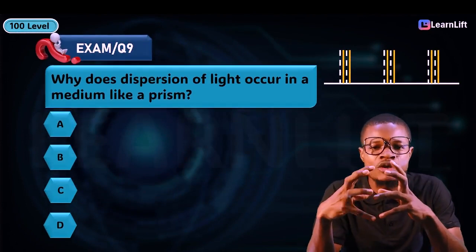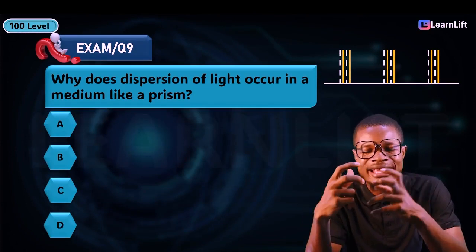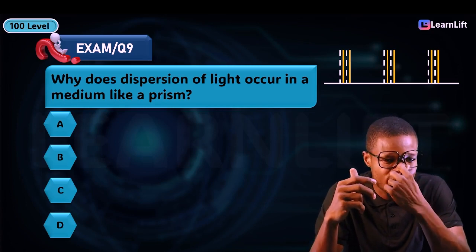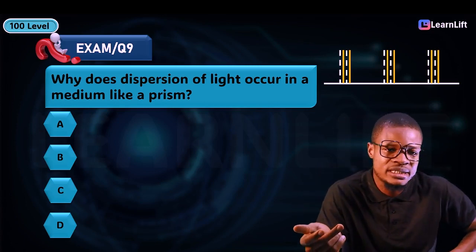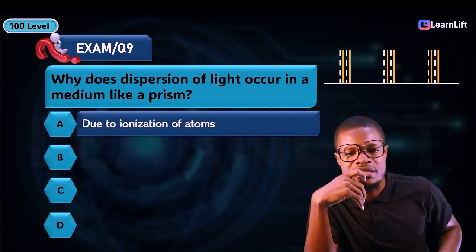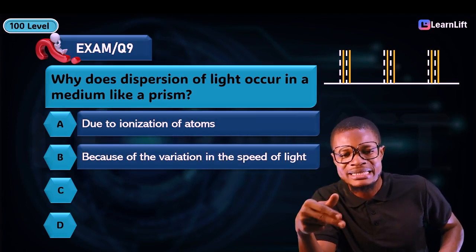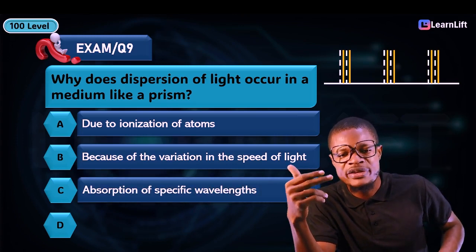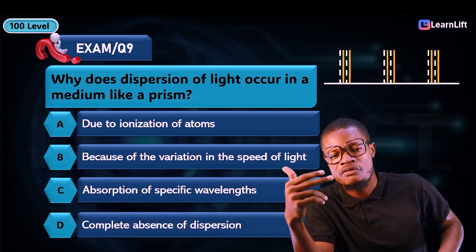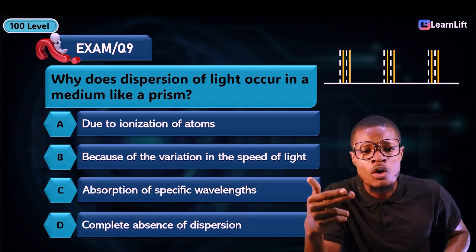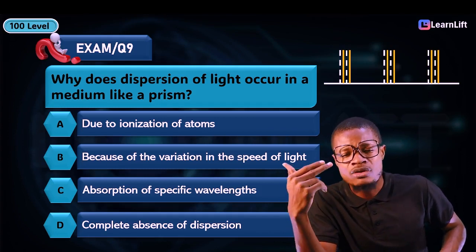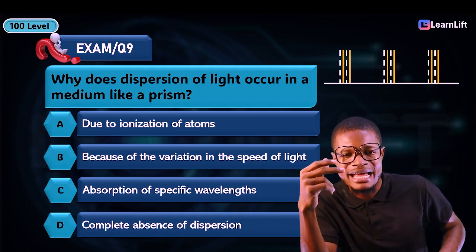Look at the next question, question 9. Why does dispersion of light occur in a medium like a prism? Option A is due to ionization of atoms. Option B, because of a variation in the speed of light. Option C, absorption of specific wavelengths. Option D, complete absence of dispersion. Now, what's the primary cause?